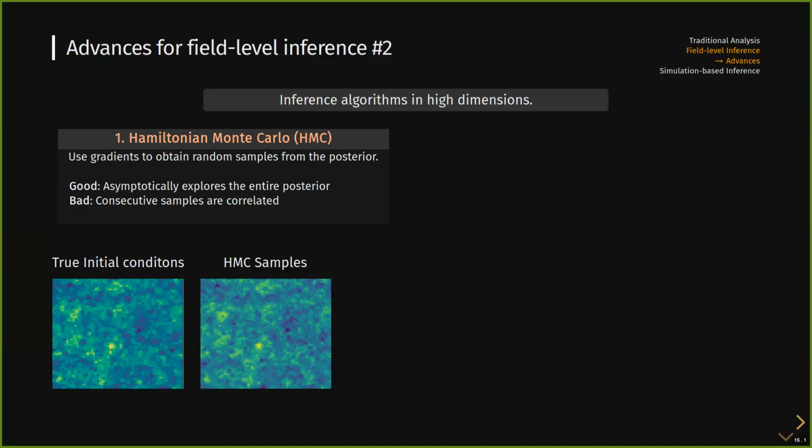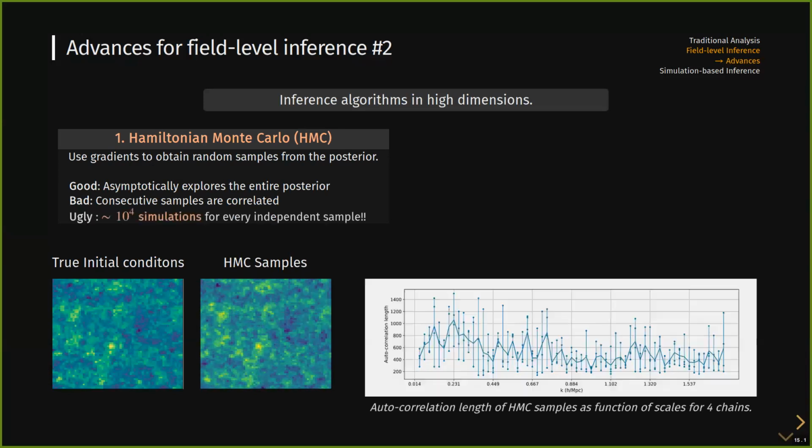It is bad because, as people who do sampling probably know, consecutive samples are correlated with each other in this case. Because we are in high dimensions, it can get really ugly, and you might end up running 10,000 simulations to generate a single independent point. So what I'm showing here is the autocorrelation length of these samples as a function of scales for the samples that are being shown here. There are 4 points for every vertical, and there are 4 different chains of the sampling that I'm running. And on the large scales, you can have correlation length of 1,000. And it takes about 10 steps to generate one proposal. So that's where this 10,000 number comes from.